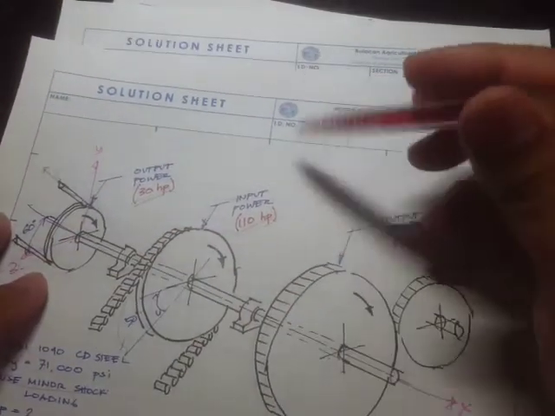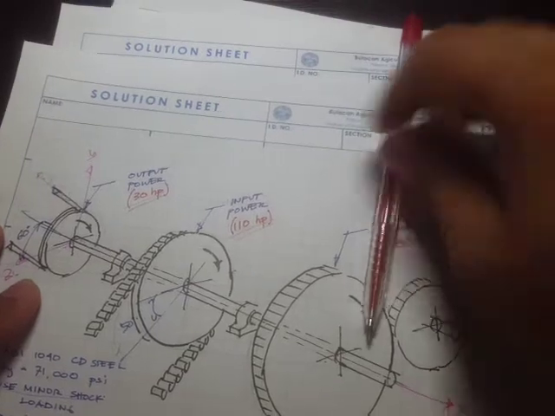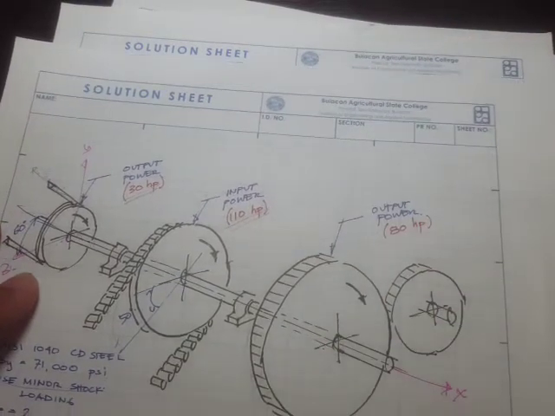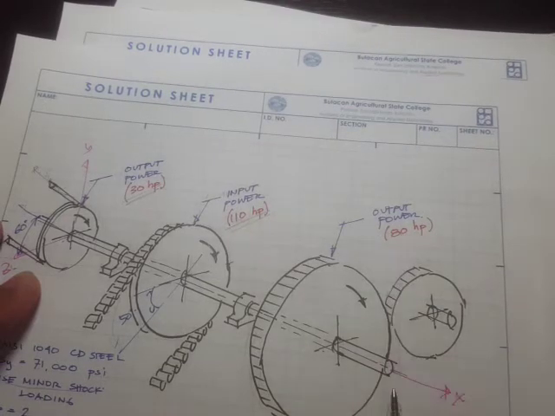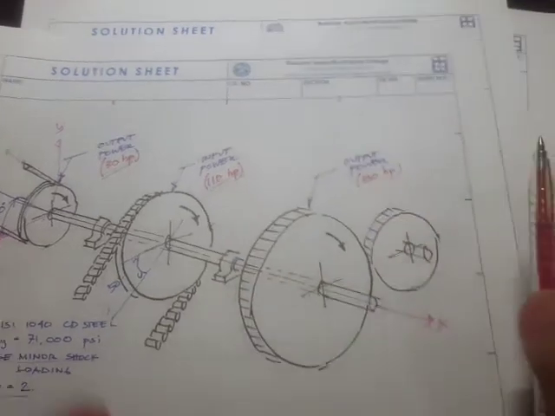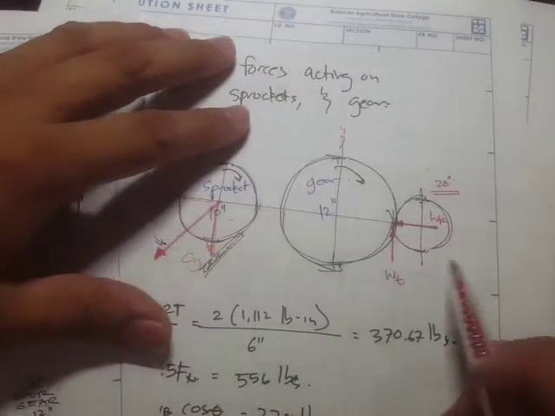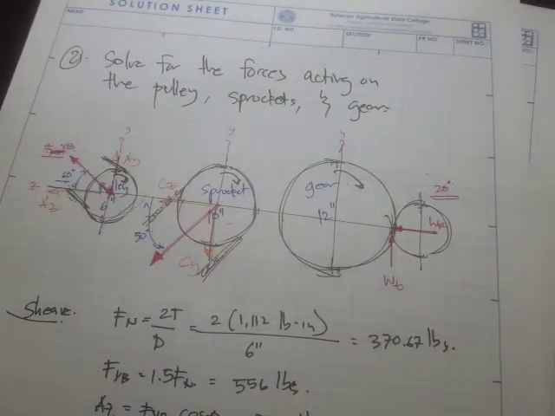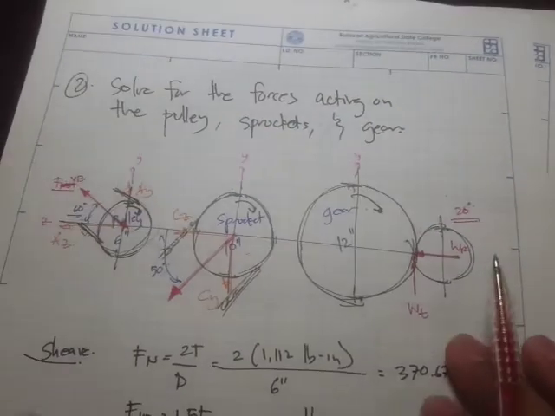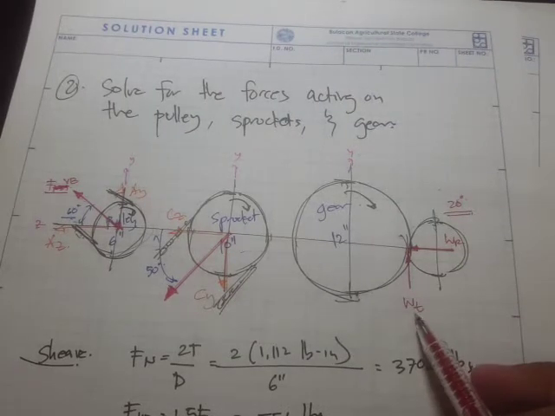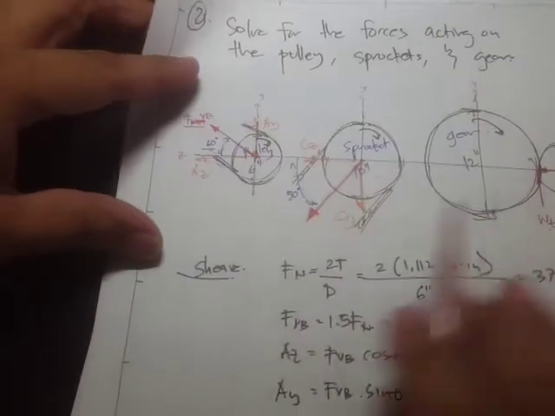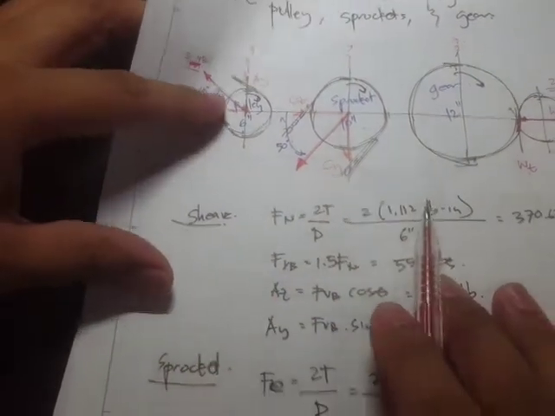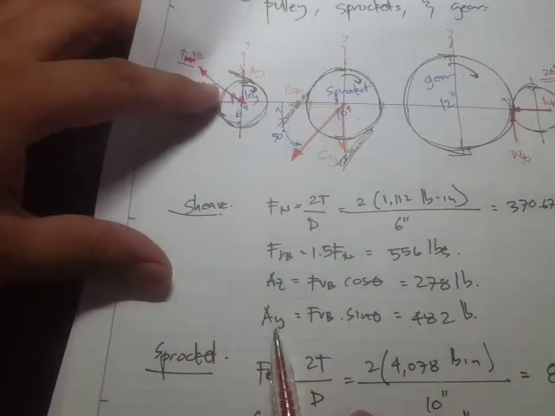So instead of having this direction, as I've said, it's a support reaction. So the tangential force would be going upward. Okay, so that's the reason why I draw it like this. So here's the tangential force and the radial force. Okay, so we apply the equations and then we solve for the components AZ, AY components, and what else?